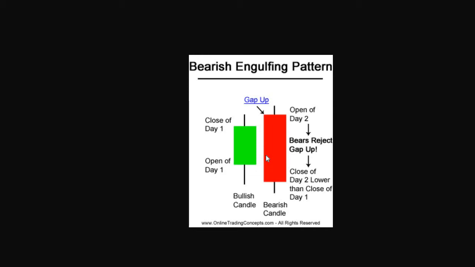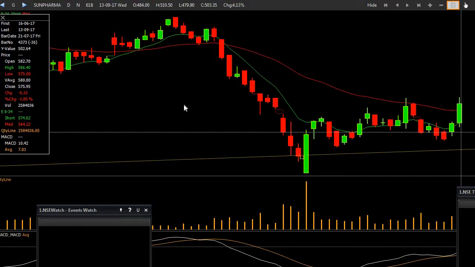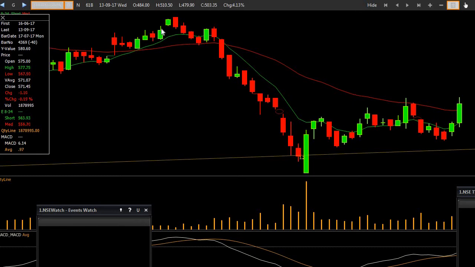Now let's see some illustrations. See, this chart is of Sun Pharma. You can see this pattern was formed on this day. One thing you must remember is that candlestick patterns are formed only at the top or at the bottom level, not anywhere else. So this pattern was formed at the top level.